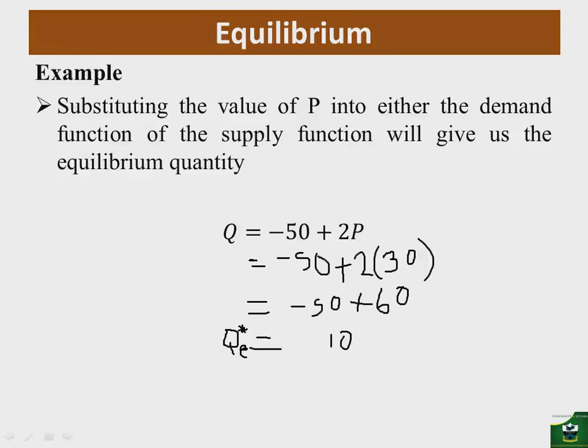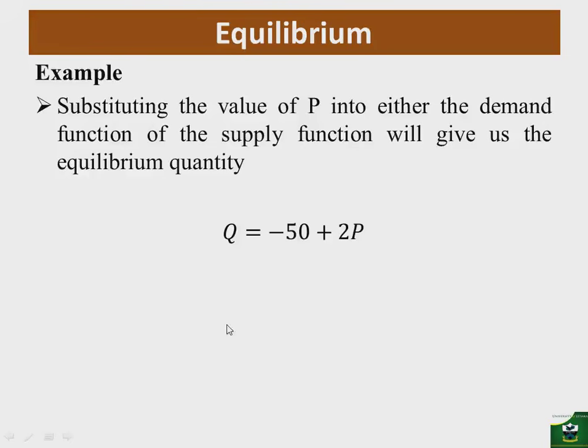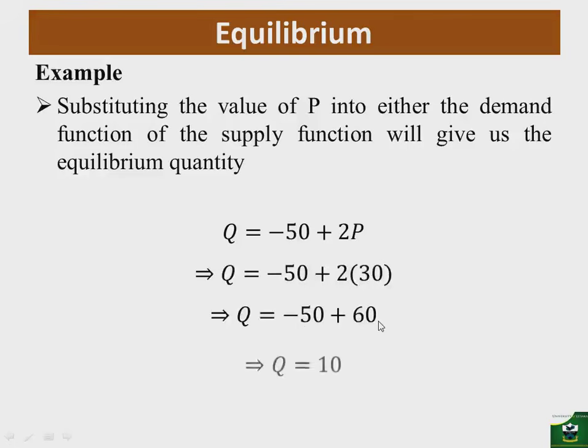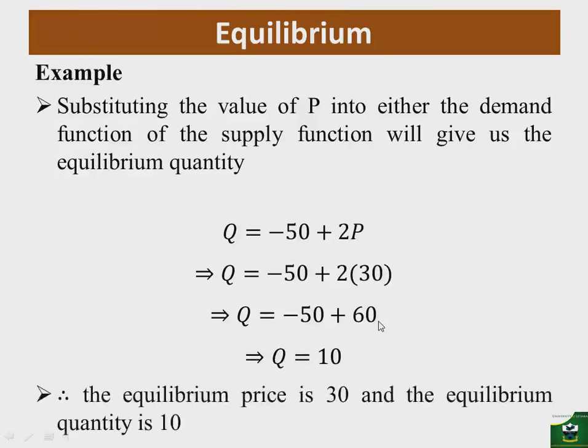Okay, so now just to bring the well-organized words, what we have then is that from here we substituted 30 where there was P, and this left us with negative 50 plus 60, and then we got Q equal to 10. Now that we have our equilibrium price and equilibrium quantity, we can make a conclusion that therefore the equilibrium price is 30 and the equilibrium quantity is 10.